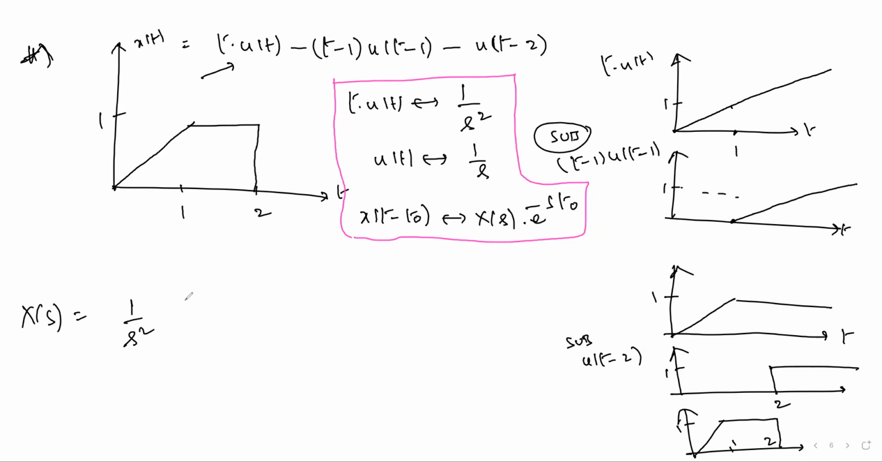Next, t minus 1 u of t minus 1. That means by using shifting property, minus of 1 by s square e to the power of minus s. u of t shifted by 2 units. u of t is 1 by s. Shifted by 2 units means e to the power of minus 2s. Is it?